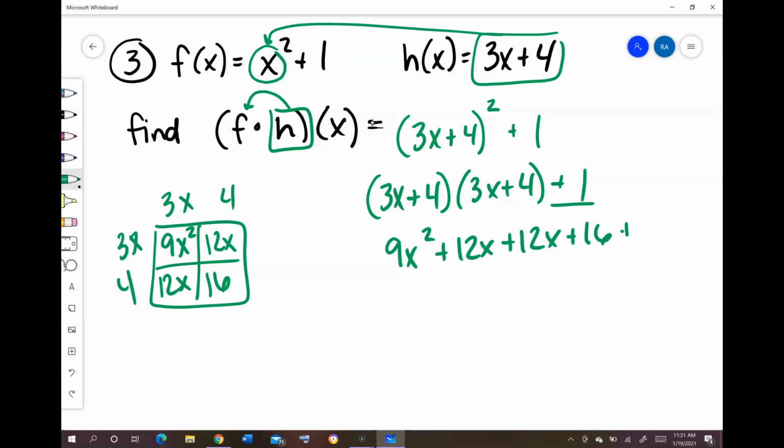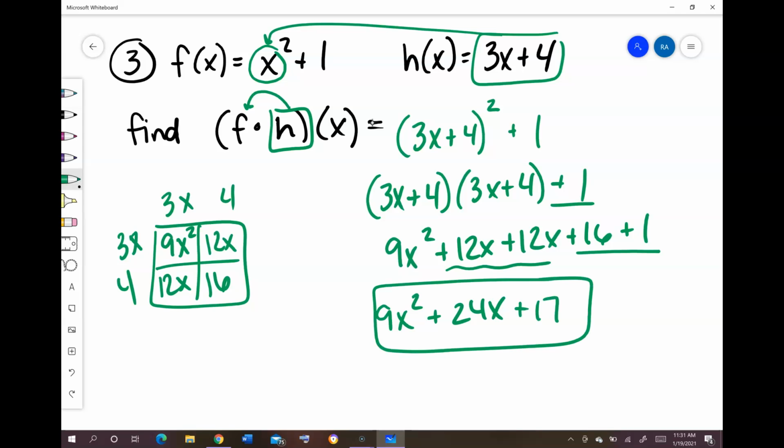And then don't forget to drop down your 1. Clean up like terms. I have a 12x and a 12x. That's going to give me a 24x. And then I have 16 and 1, which gives me 17. And that would be your final answer, okay? So the biggest mistake here is people don't realize that that 2 means that there are 2 of them, okay?